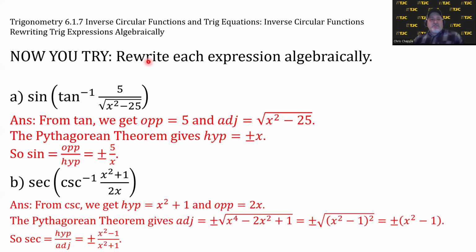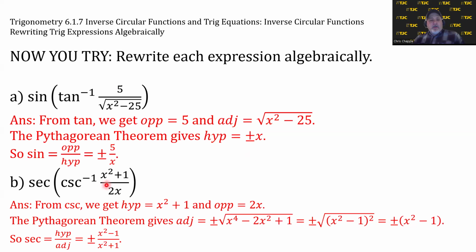For the first one, from tangent, which is opposite over adjacent, we get opposite is 5 and adjacent is the square root of x squared minus 25. If we use the Pythagorean theorem, we get the hypotenuse is plus or minus x. This is actually fairly easy to see. If we square the opposite side, we get 25. If we square the adjacent, it cancels the square root. The 25's cancel, leaving hypotenuse squared equals x squared, square root both sides. So the outer trig function sine is opposite over hypotenuse, which is 5 over x with the plus minus in front.